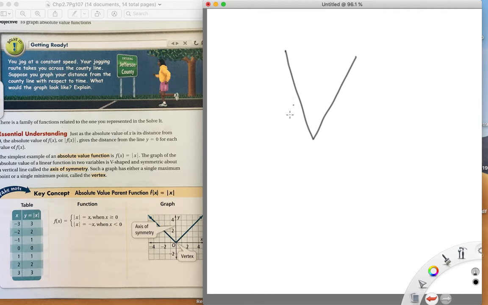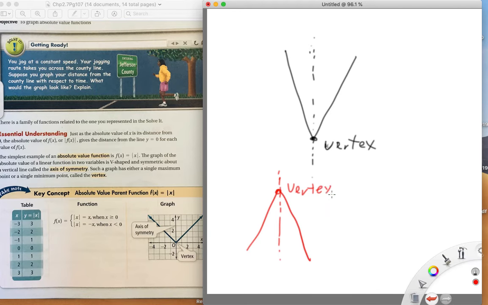If I had another absolute value function that looked like this, this would also be my axis of symmetry. And in this case, my maximum would be my vertex. So that would be a max because it's facing in the downward direction. This would be a minimum because it's facing in the upward direction. And the axis of symmetry goes right down the middle.